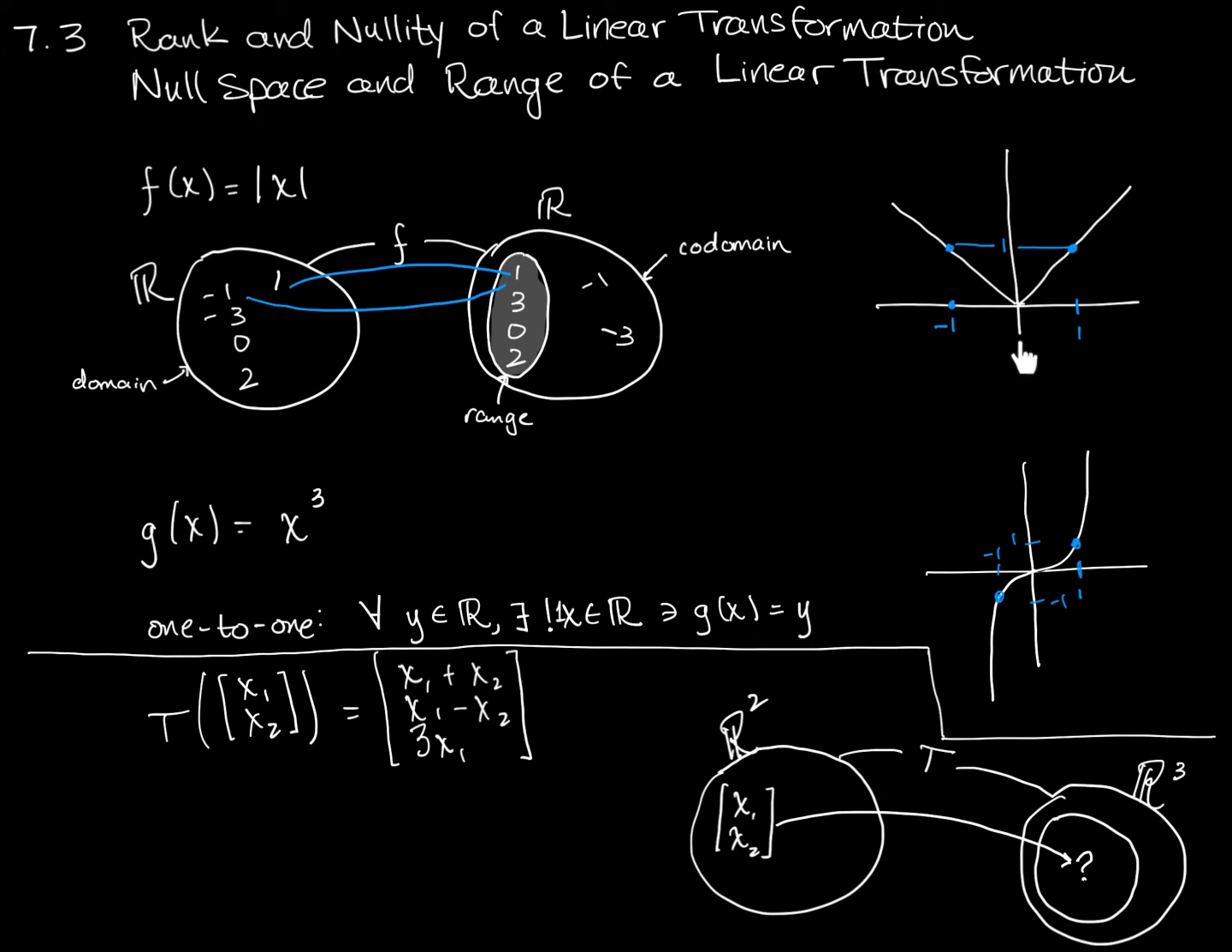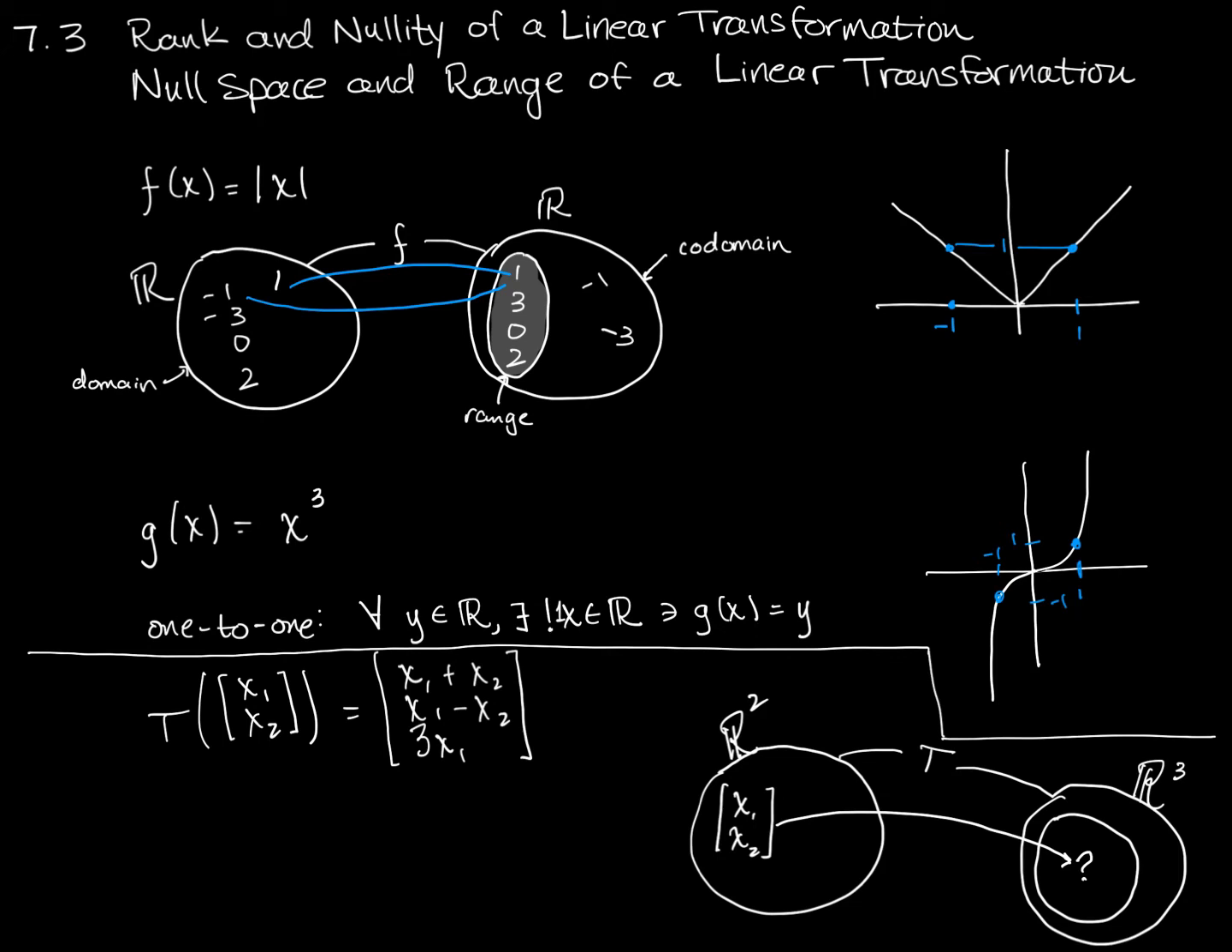If I go back up to this function here and take my output, which is the number 1, and I say, okay, I got there by taking the absolute value of 1. Is there another way to get here? And the answer is yes. I can trace it back to -1. That makes this not a one-to-one function. If I can trace this output back to more than one thing in my domain, then it's not a one-to-one transformation.